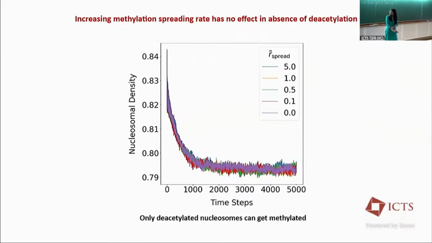The next thing we did is switch off deacetylation and vary spreading to check its effect. What we find is that in the absence of deacetylation, spreading cannot make any difference. This is because only the deacetylated nucleosomes can get methylated, and therefore some amount of deacetylation has to happen for spreading to make a difference.